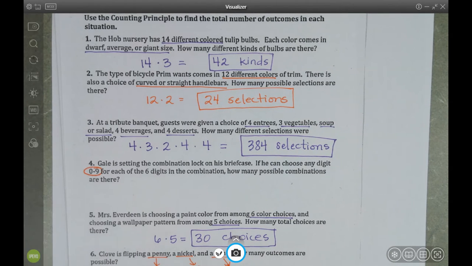All right, turn and talk to a neighbor about what you got, and if you got stuck on one, talk about what you got stuck with.